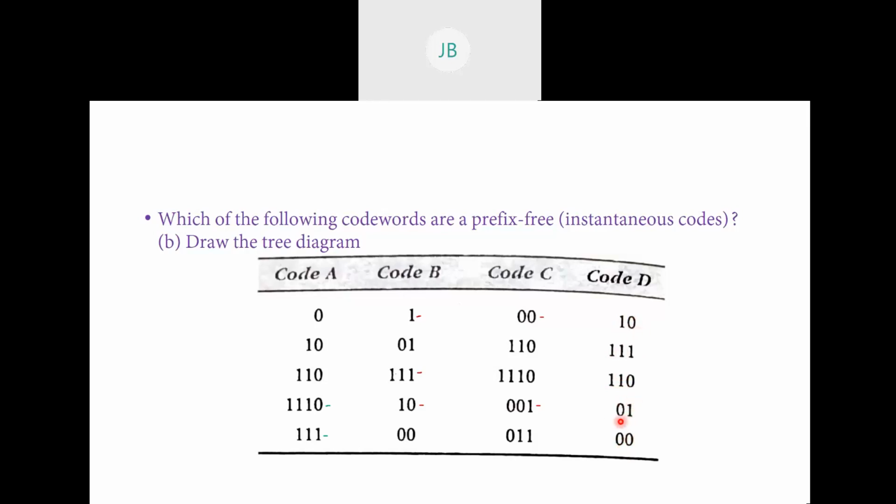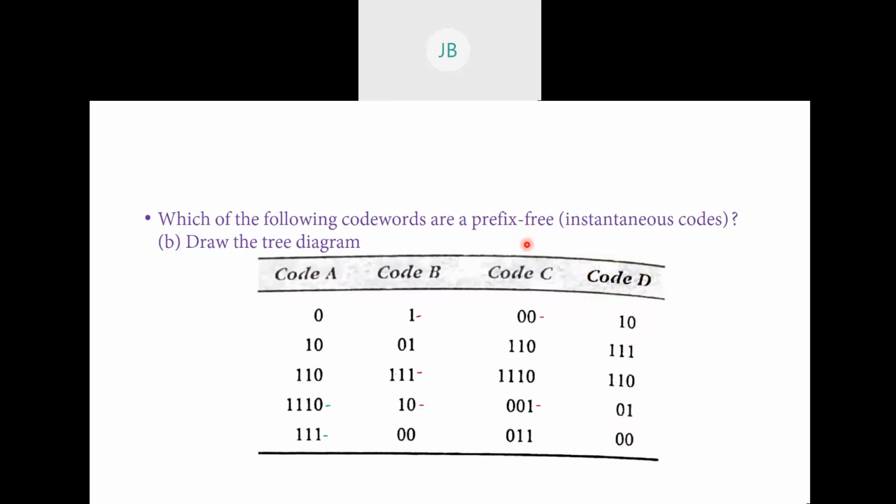Next, there is a 01 here. Anyone having a 01 starting with? No. There is a 00 here, and none of them have a code word beginning with 00. So there is no prefix. No code is a prefix of other one. So this is a prefix free or instantaneous code here. So the answer is, code D is the prefix code in this given question.